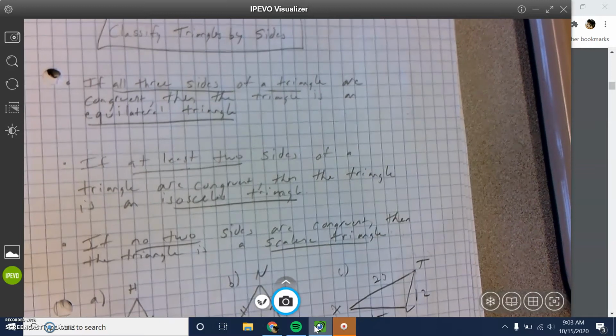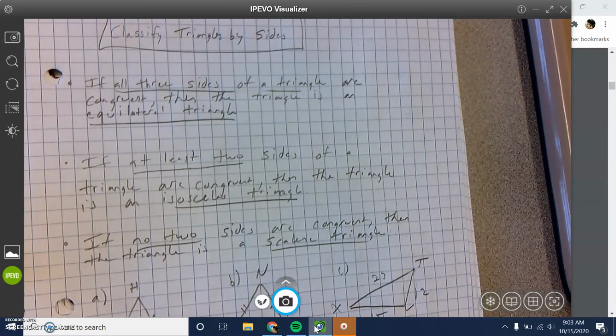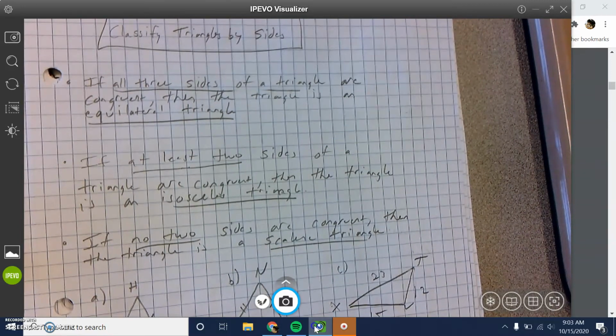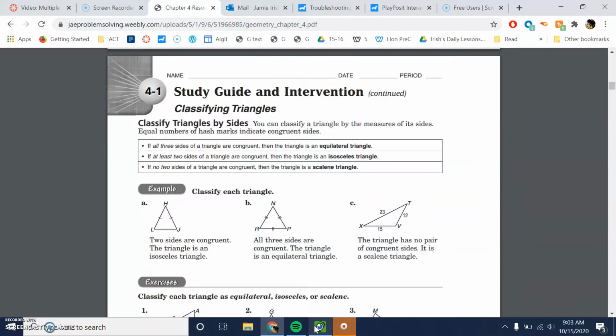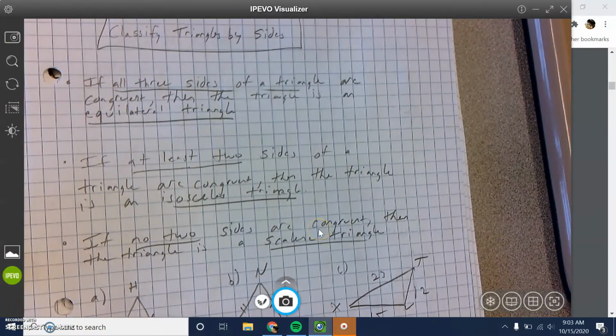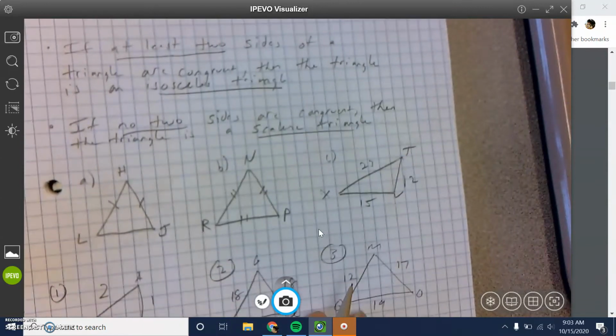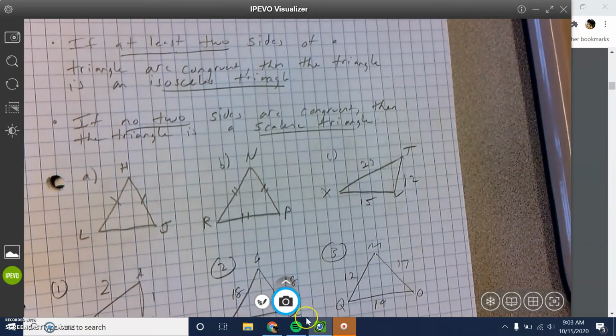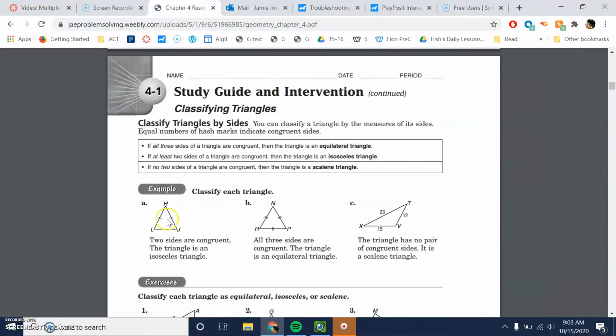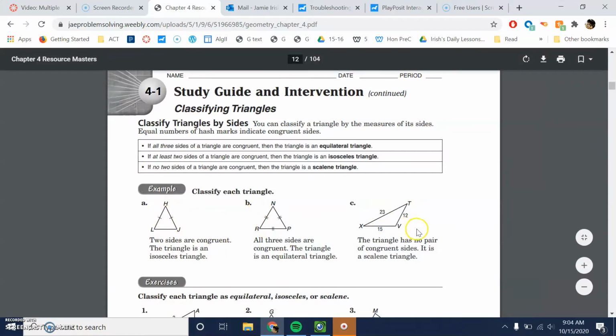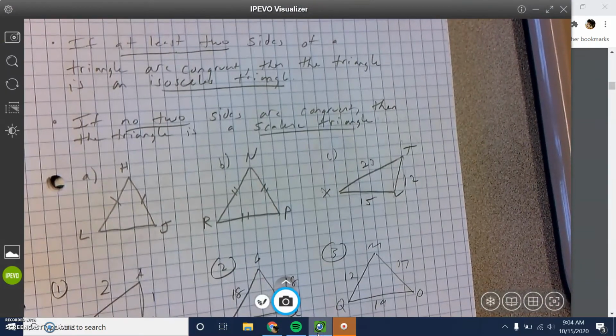Here is mine right here. So it should look something like this. Pause the video if you need. So let's take a look. So here's A, B, and C. Examples right here. Draw those in your notes when you're ready. And we're going to classify them, okay?